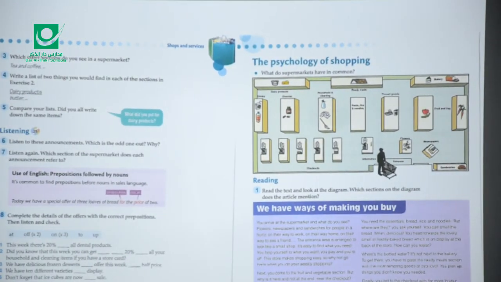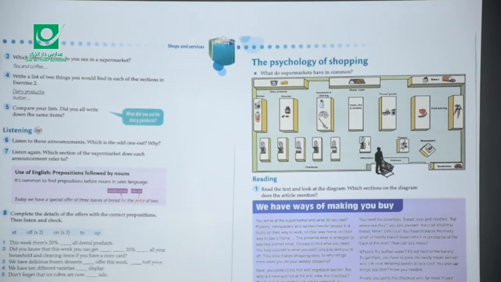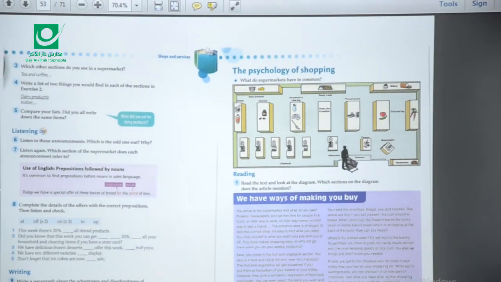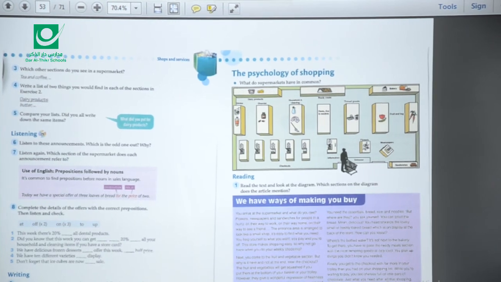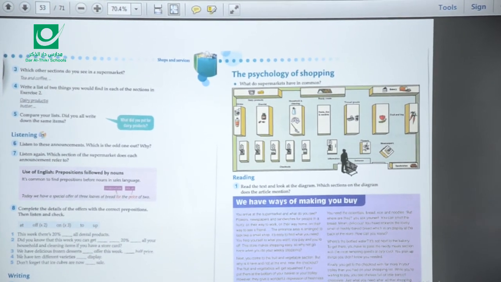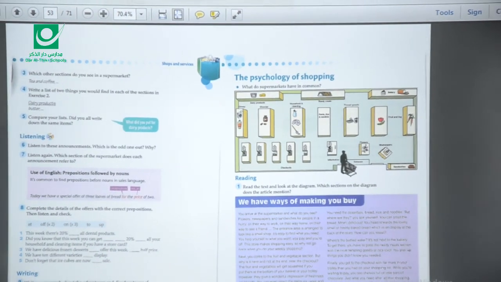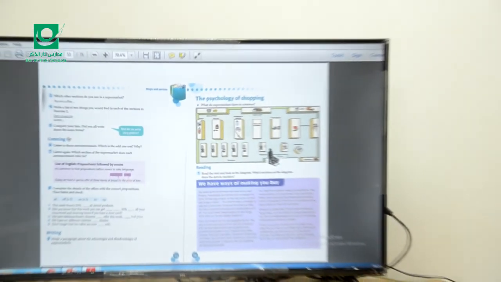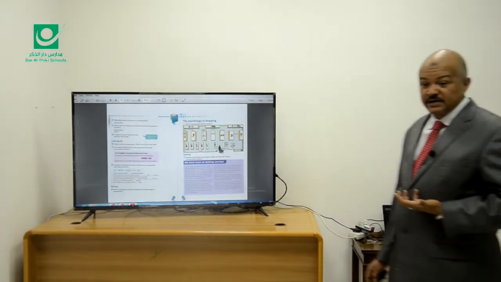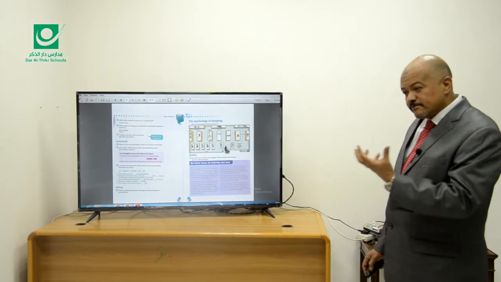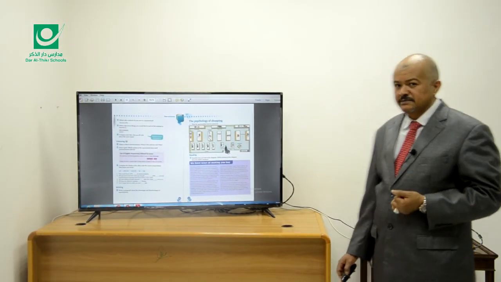What do supermarkets have in common? That answer is very important. Read the text and find out. They say we have ways of making you buy. That means they study human personality, and they know how to control or how to convince.